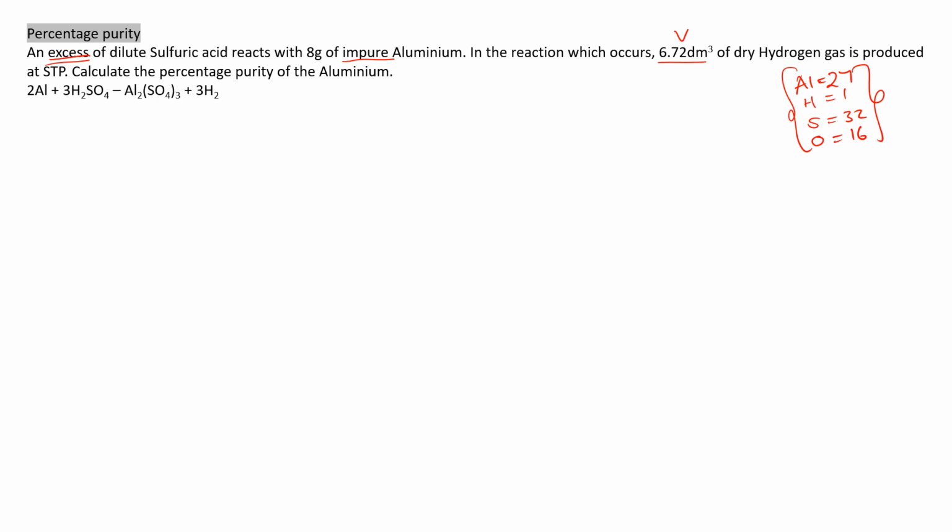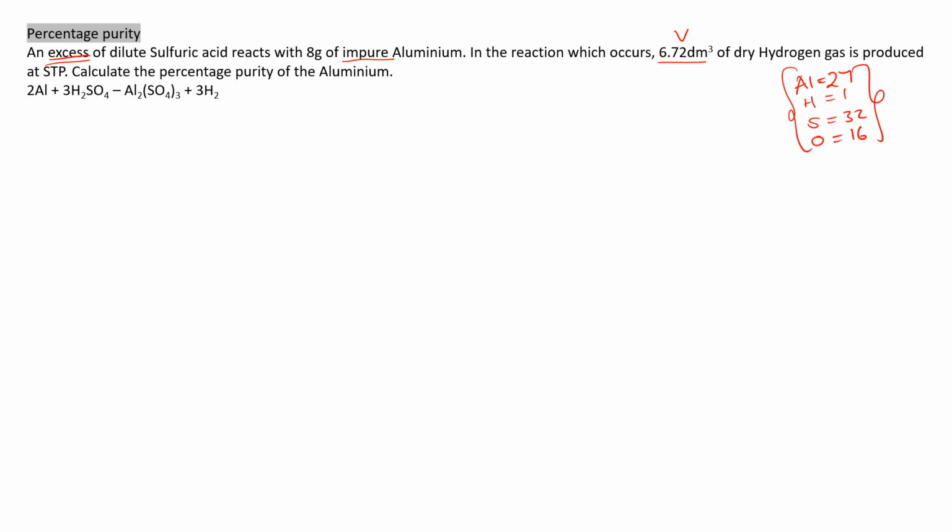So in this case, they mentioned 3 things. They mentioned the aluminium and they said that it is impure. And they also mentioned the sulfuric acid and they said it is in excess. Nothing is mentioned about aluminium sulfate, and they mentioned the volume of your hydrogen, which is produced at standard temperature and pressure.